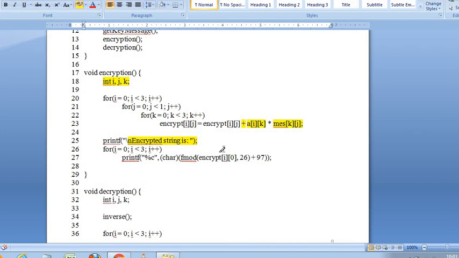After the multiplication, we need to take the mod 26 value. For that, they are using a function, mod encrypt operator comma 26. So we need to take the mod operation with the encrypted string. The encrypted string will be divided by 26 and the remaining value will be printed. So this line indicates that. This is what encryption is about.